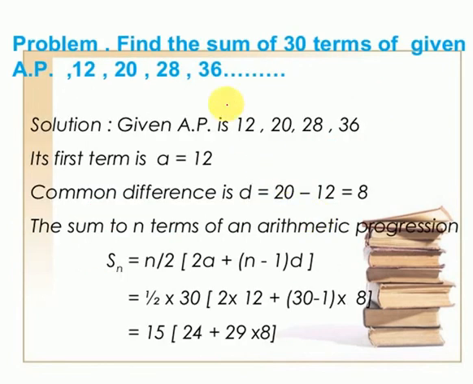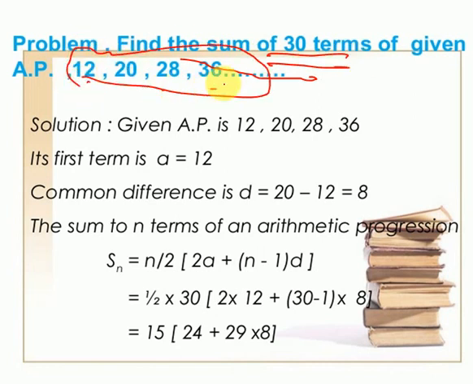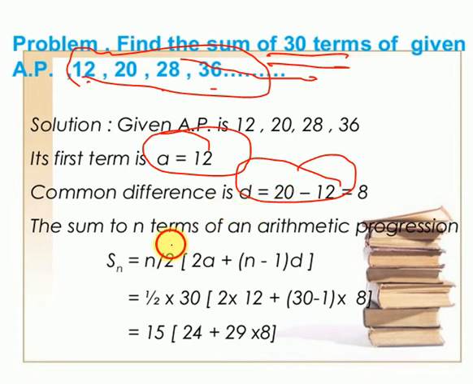Now next, another question. Find the sum of 30 terms of the AP whose first four terms are given: 12, 20, 28, 36. First of all we know a, and we know the difference, that is 8 after taking the difference. Now we have to find the sum of 30 terms. So we know the formula of sum, n/2 [2a + (n − 1)d].